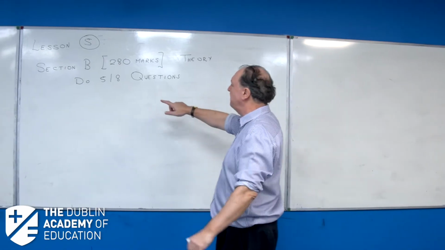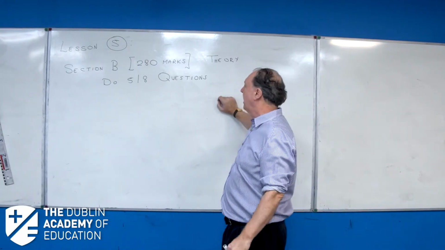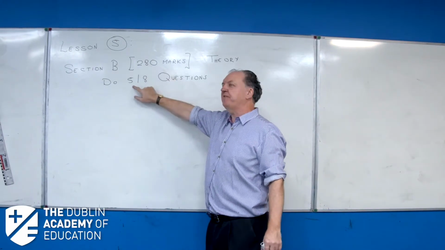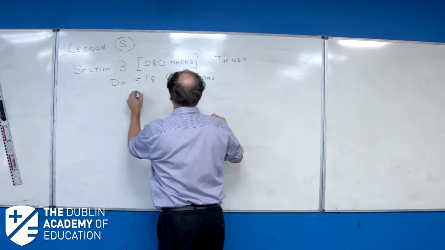So I've got to do 5 out of 8 questions. 280 divided by 5, that's 56 marks per question.